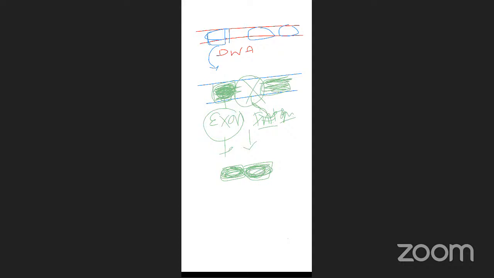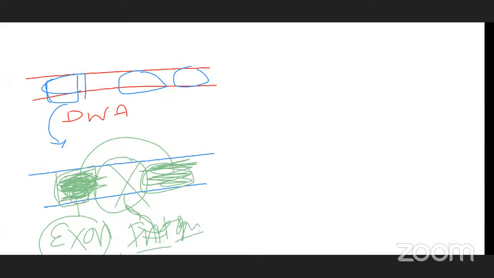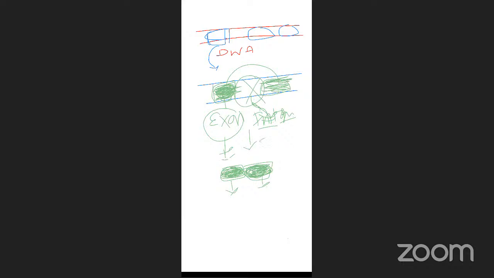That's it. That means only the functional parts are joined. This is exon. These are exons. Only exons are joined after removing the introns. After removal of the introns, this process is called splicing. That means removal of introns is called splicing.